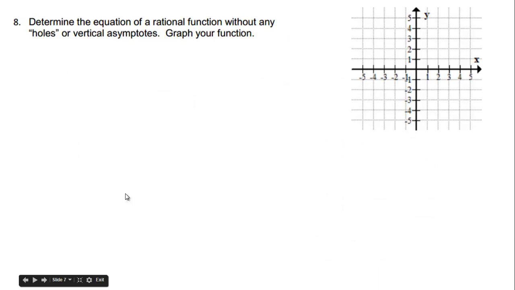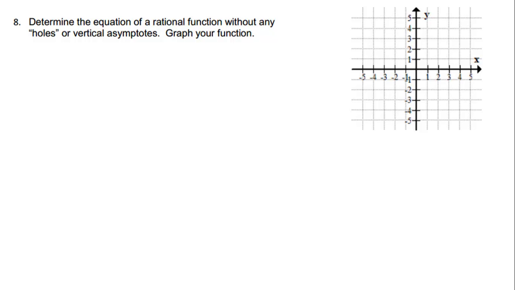Okay. Determine the equation of a rational function without any holes or vertical asymptotes. You can try your own. This is kind of a challenging thing to do, but we have to have a rational function, so some kind of algebra on the bottom, but we can't have a vertical asymptote, so we can't have any restrictions. So if there aren't any holes or asymptotes, there are no restrictions.